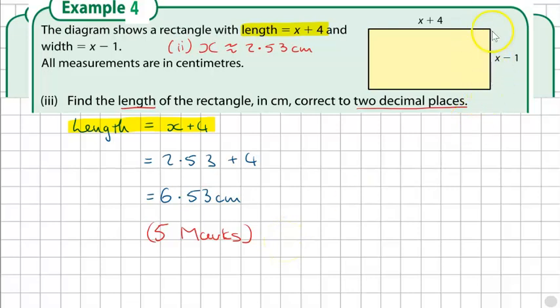If we wanted to find the width, which we weren't asked to, but if we wanted to, we would sub in 2.53 in place of the x here. So we would have 2.53 minus 1, which would be 1.53 centimeters.